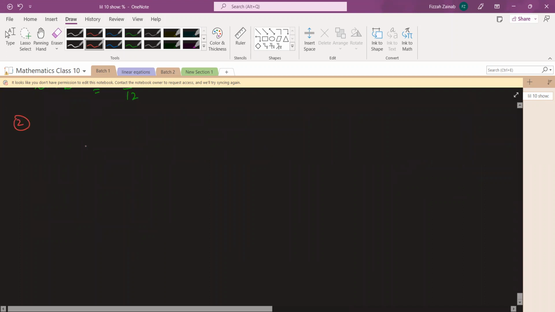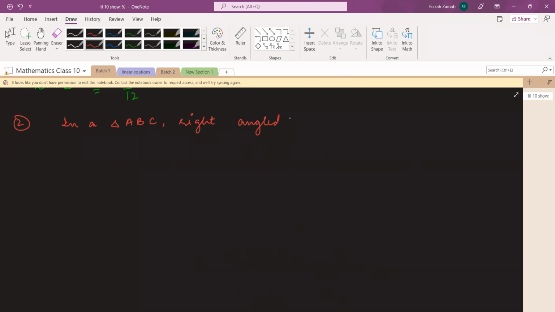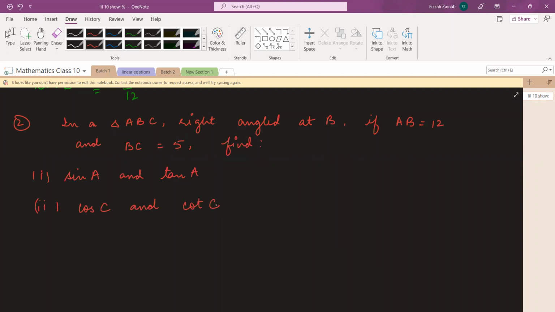Second, in a triangle ABC, right angled at B. Now, if AB is equal to 12 and BC is equal to 5, first you have to find sine of A and tan of A. Second, you have to find cos of C and cot of C.